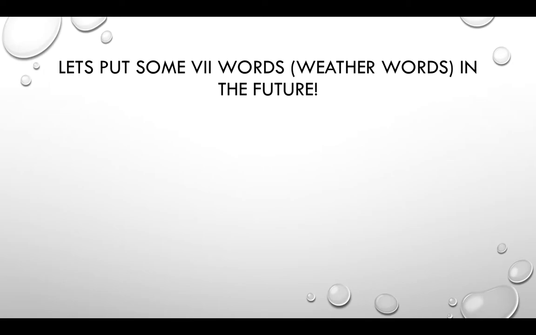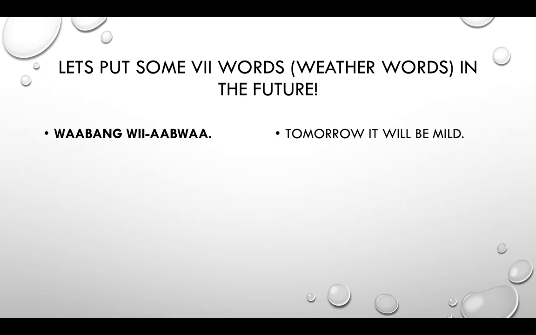So let's put some VII words in the future. Wabang wiabwa. Tomorrow it will be mild. So we can see here wabang in yellow and tomorrow in yellow. We changed it from "it is mild" to "it will be mild." So without the we in front of the verb, wabang abwa means tomorrow it is currently mild, which doesn't make sense.